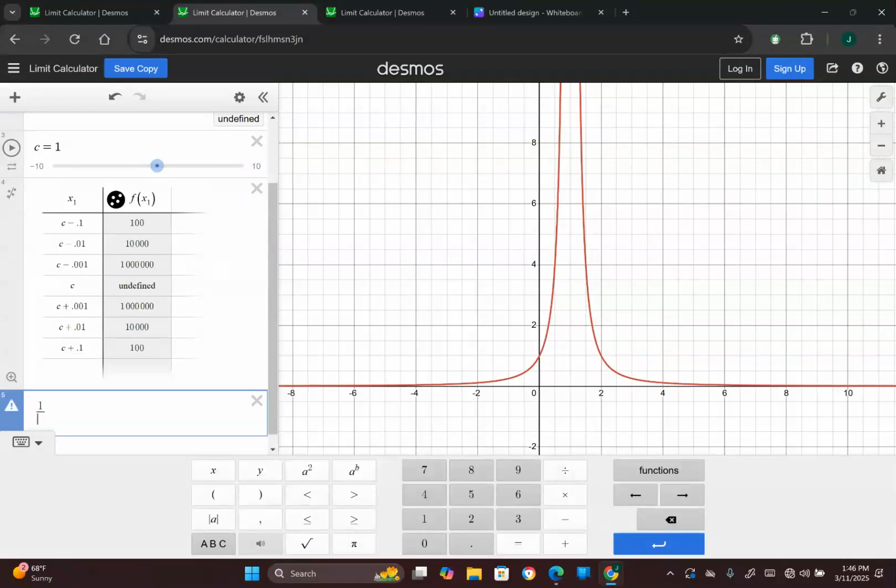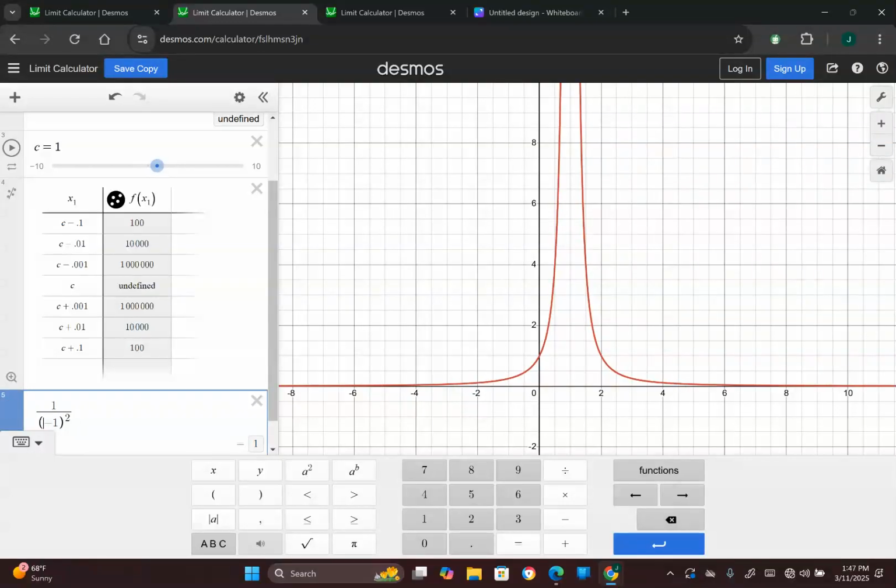Okay? And I'm going to put parentheses here, and I'm going to put x minus 1. And what we're going to do is square that. Now you notice what it does on the graph. Okay, it graphs it. But what we're going to do is start plugging in numbers here.